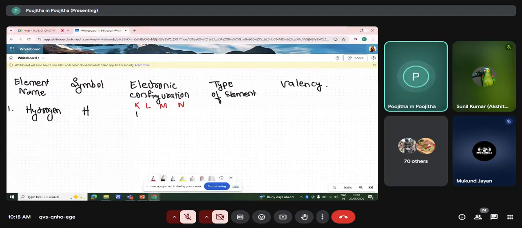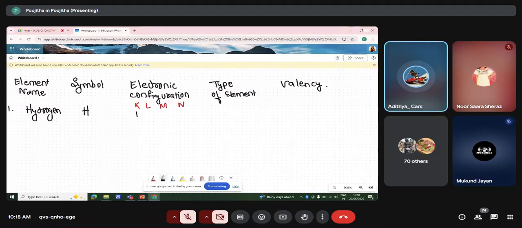So hydrogen, what type of element is it? In the periodic table, open your textbook at the end. You see the periodic table. Tell me, where do you find hydrogen? It is there in which group? Which period? Check in the textbook and answer me. It is there in period 1, first period, correct?